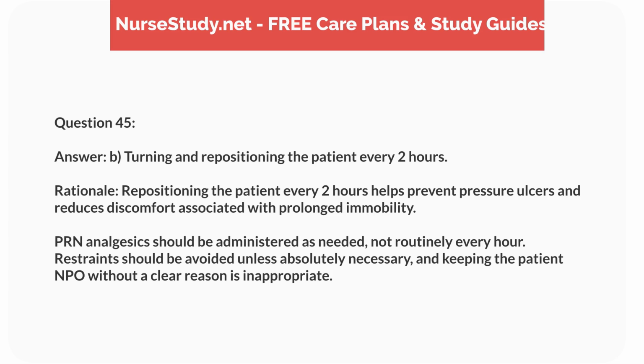Answer: B. Turning and repositioning the patient every 2 hours. Rationale: repositioning the patient every 2 hours helps prevent pressure ulcers and reduces discomfort associated with prolonged immobility. PRN analgesics should be administered as needed, not routinely every hour. Restraints should be avoided unless absolutely necessary, and keeping the patient NPO without a clear reason is inappropriate.